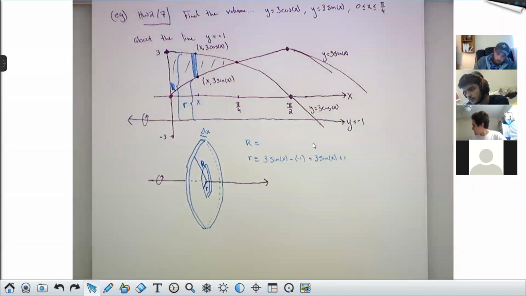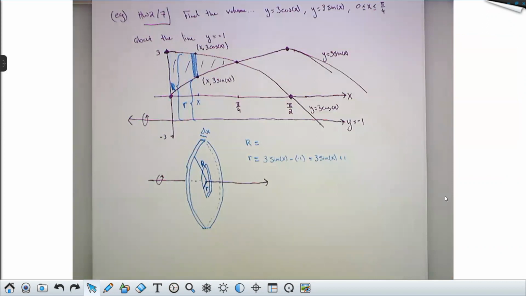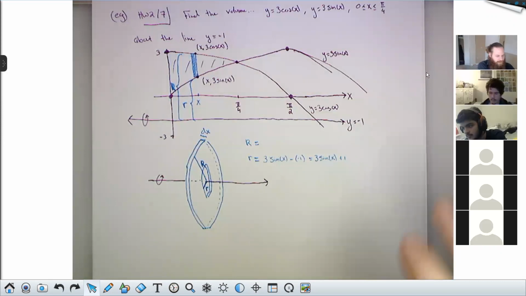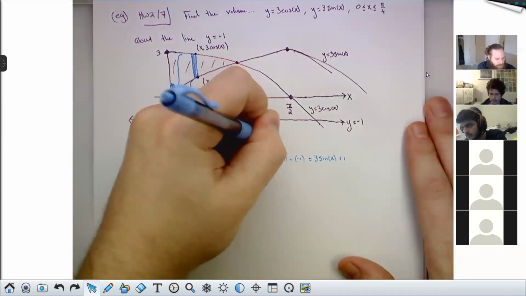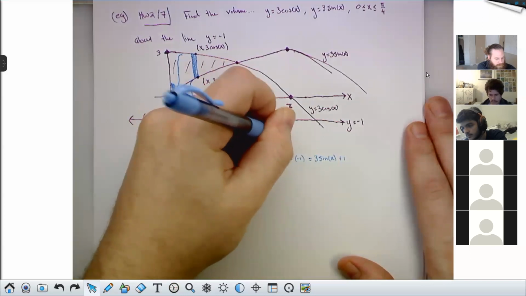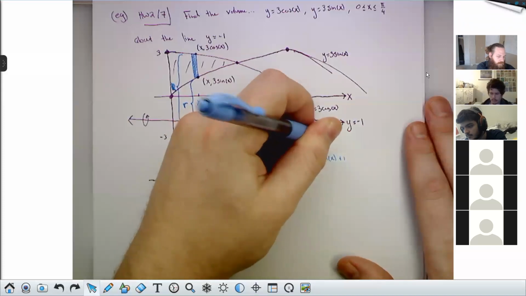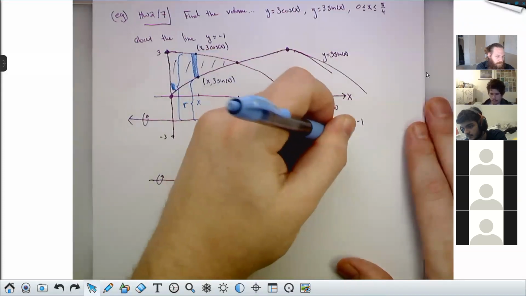All right, and could I get another brave volunteer for big R? What is the distance from the far end of the strip to the axis of rotation? What is this distance here? 3 cosine x plus 1. Thank you very much. Who was that? I don't want to single anybody out. Just Maya. Thank you, Maya. All right, so this would be 3 cos of x minus -1, which is 3 cos of x plus 1.